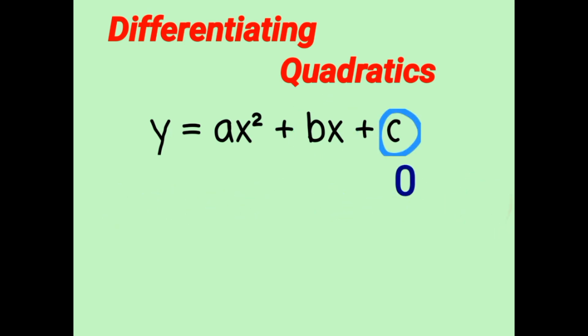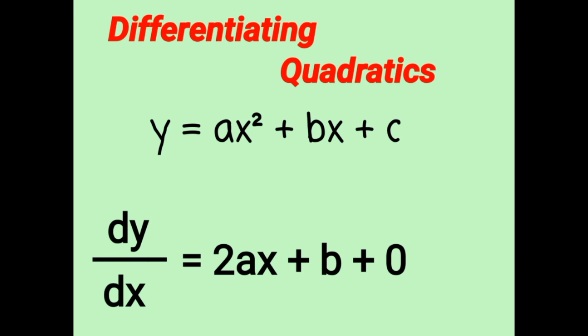Now, differentiating c gives us 0. This is because constant terms, in this case c, disappear when you differentiate. Then, the derivative dy over dx of y equals ax squared plus bx plus c is 2ax plus b plus 0 equals 2ax plus b. Now, let's take a look at a few examples.